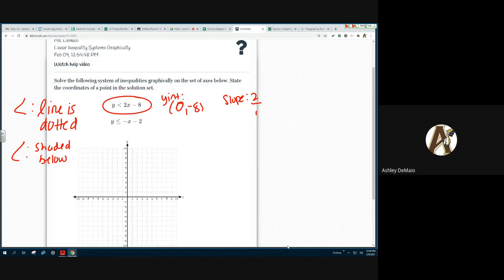So our y-intercept is 0, -8, which is going to be right here. And our slope is 2 over 1, so we want to go up 2 over 1 to graph our line. Now, we know our line is dotted, so we want to change the line so that it is dotted by using this button above. And it's not shaded yet, so let's click on our change shade so that it'll shade it. And we want to change it until it shades below. Okay, so that is the correct shading for this line.